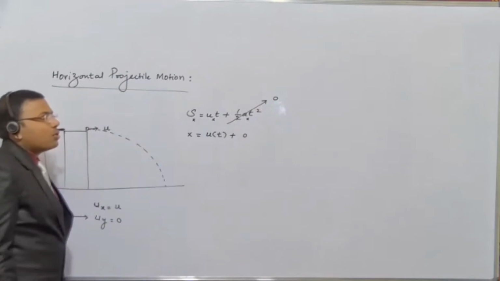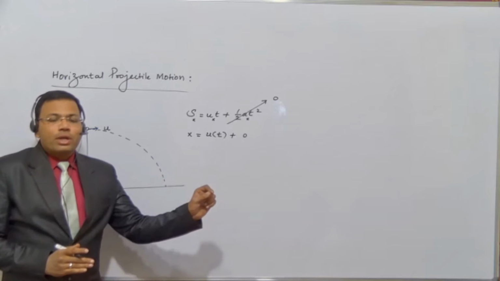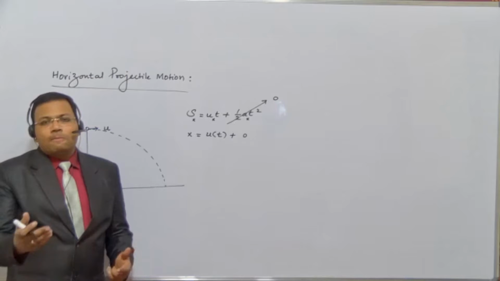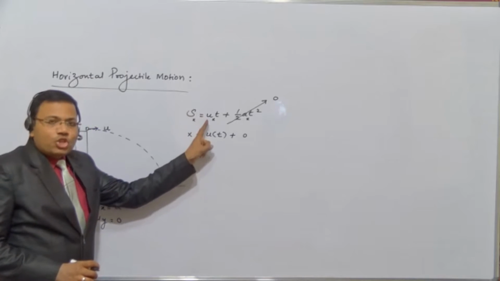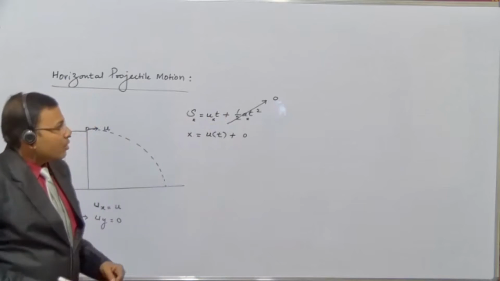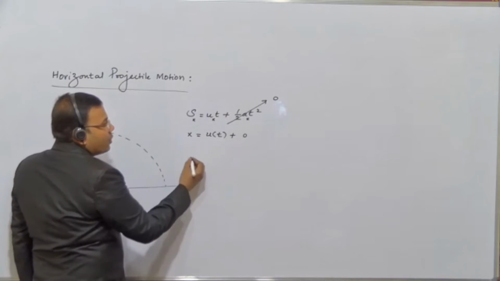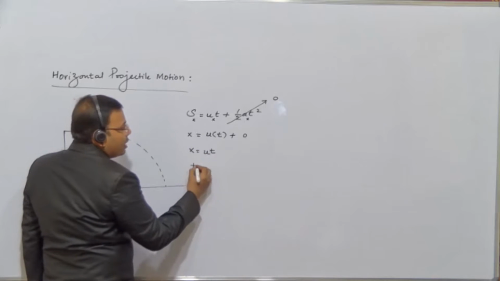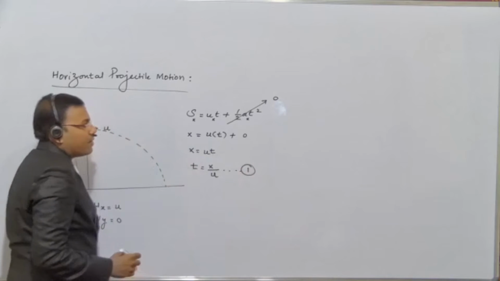Why does this term become 0? The reason is there is no acceleration in the horizontal direction. When there is no acceleration in the horizontal direction, there is no chance of the velocity changing. ठीक है, velocity change नहीं हो रही है, that's why the acceleration is 0. So therefore velocity constant रहेगी और acceleration 0 रहेगा बेटा. आइए अब, this is x = ut. From this, the value of t is t = x/u. Suppose this is the first equation.